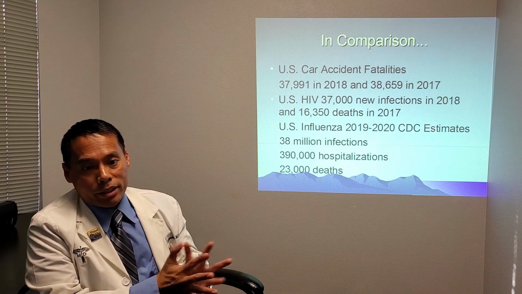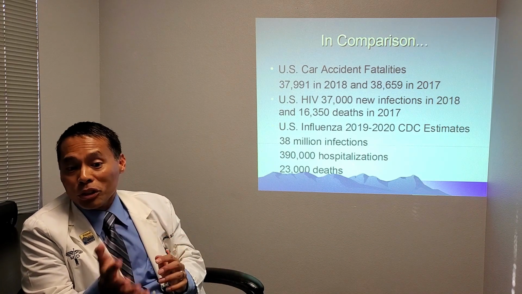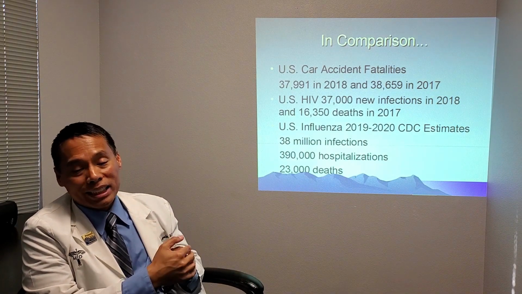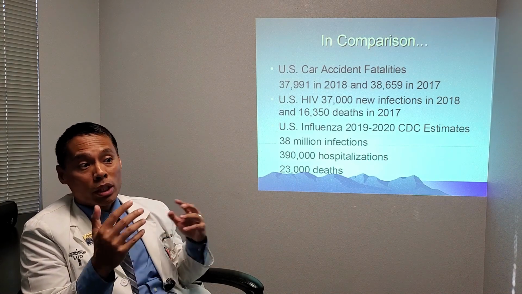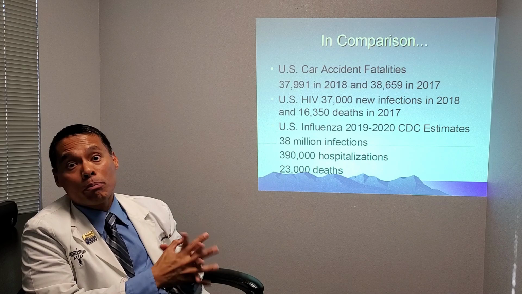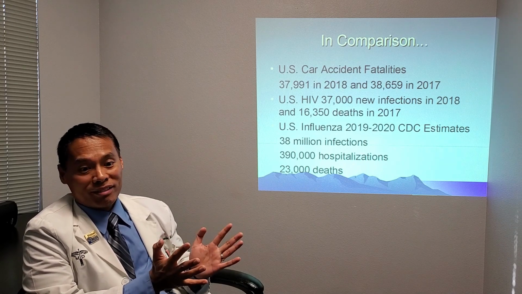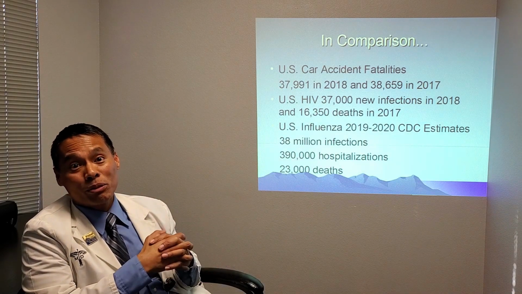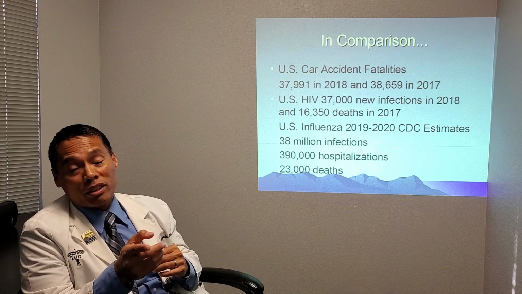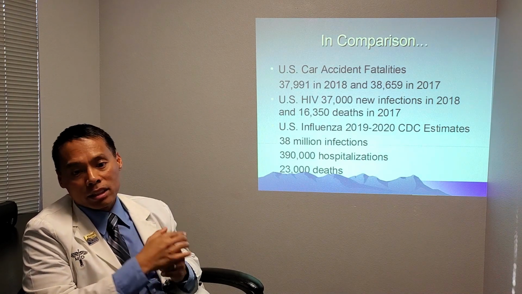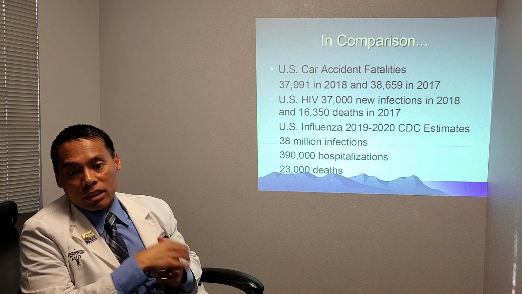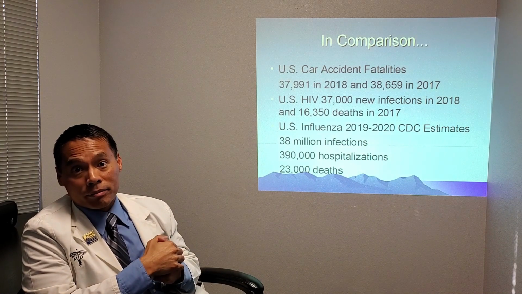So in comparison, this is also from the CDC. In 2018, we had 37,991 fatalities related to motor vehicle accidents on public streets. 37,991 deaths. Guess what? Those are all preventable deaths. Okay? It's car accidents. In 2017, 38,659. Okay?